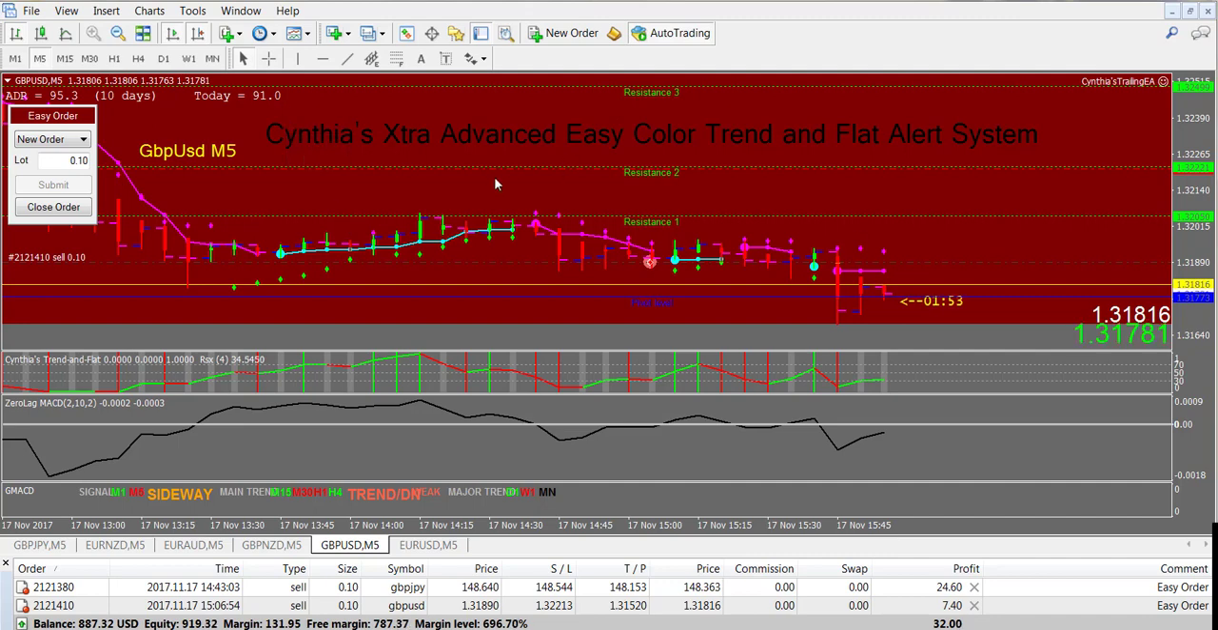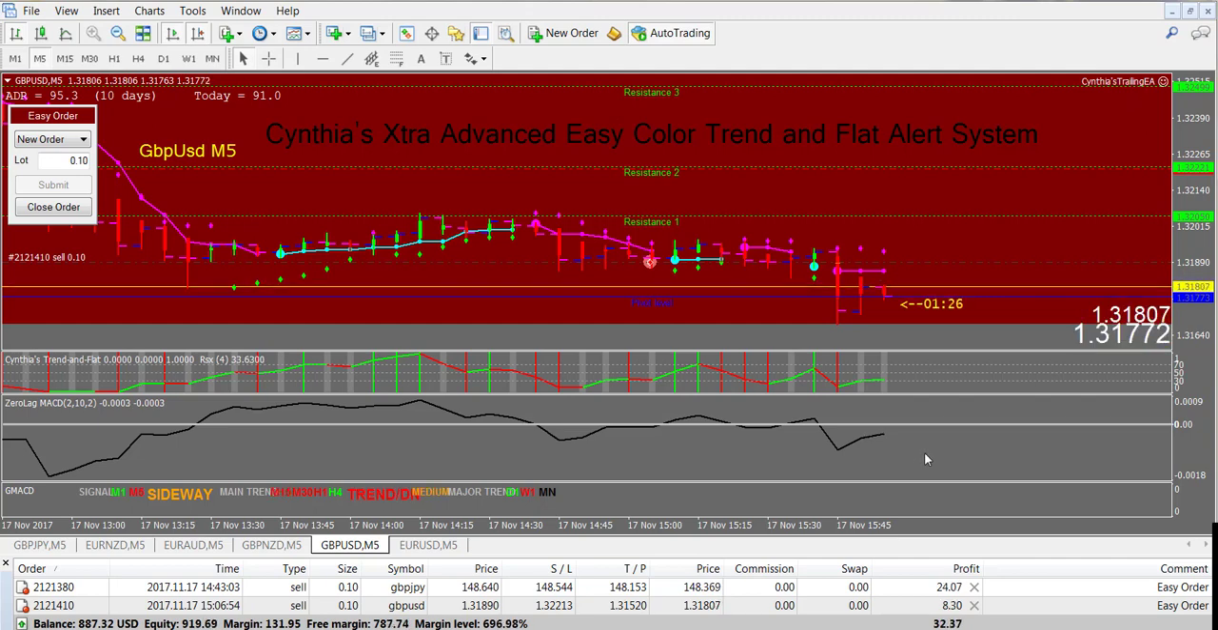But it did give us a sell alert, and we've already locked in, let's see, here it is, the pound US dollar. We've locked in $7 on a 0.10 trade. It hasn't moved the stop loss to break even yet. It hasn't moved far enough according to my trailing EA, which is now managing the trade. I'm going to let this run.